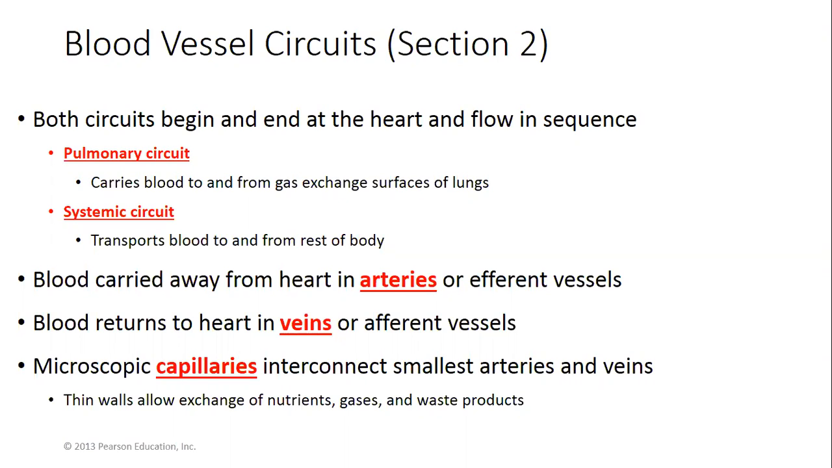So you've got two different circuits. The pulmonary circuit, which is basically the blood vessels that carry blood to and from the gas exchange surfaces of the lungs and back to the heart. The systemic circuit is everything else, the blood vessels that transport blood to and from the rest of the body. So think every other tissue other than the lungs.